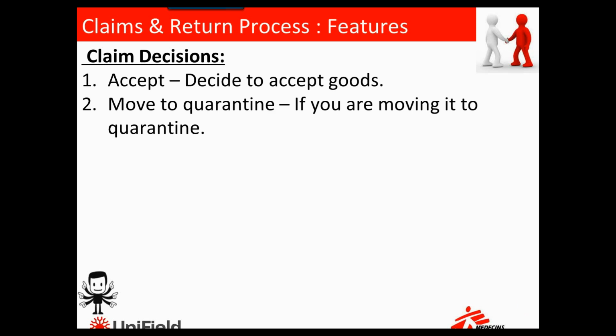You have one that is moved to quarantine, and this happens quite often when you're receiving some items from APU. Let's say they sent a cold chain item, and it comes into your project, and there was a breach in one of the items. So you move it to quarantine until you get advice from headquarters if this item can be used.